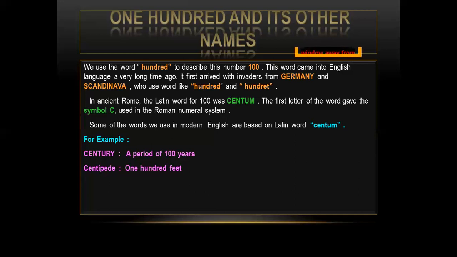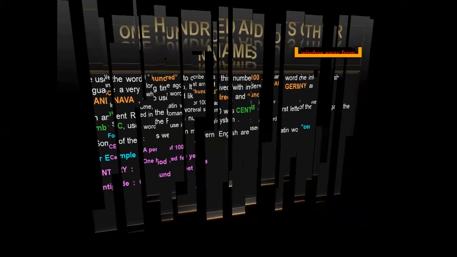Some of the words we use in modern English are based on the Latin word centum. We also say century. Century means a period of 100 years or the 100th birthday. Centipede means 100 feet. You see that centum, century, centipede, in all these we use 100. And this is the history of the word we use for 100.